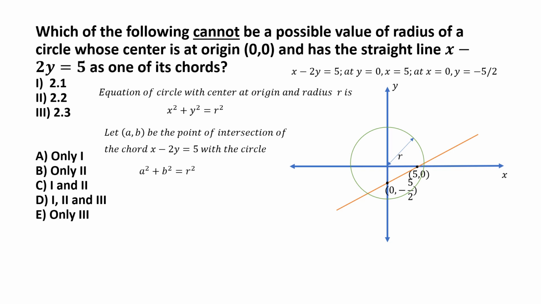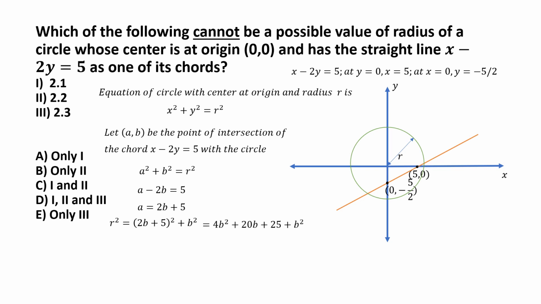So we can write this: a square plus b square is equal to r square, and a minus 2b is equal to 5. So from the second equation, a minus 2b equal to 5, we can express a in terms of b as a equal to 2b plus 5, and then we substitute this in the other equation, a square plus b square equal to r square. So we substitute a equal to 2b plus 5, and this is what we get: r square is equal to (2b plus 5) whole square plus b square.